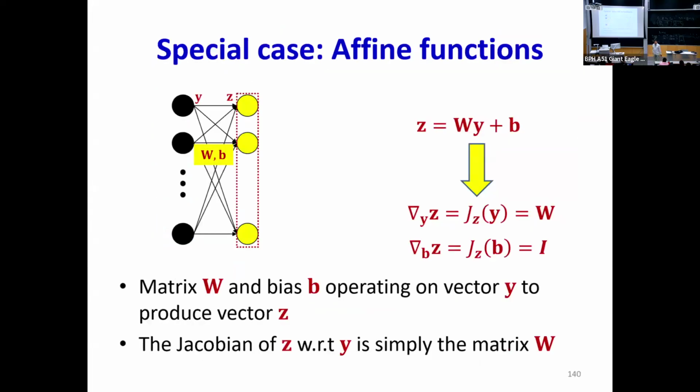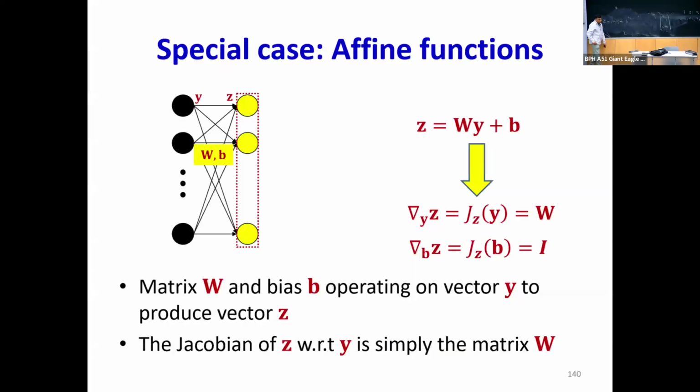So let's look at some special cases. Let's say I have an affine function, z equals wy plus b. Now I want to compute the derivative of z with respect to y. Yes, Jeffrey? Does the Jacobian of the softmax end up being positive on diagonals and negative elsewhere? Pretty much, exactly, right?